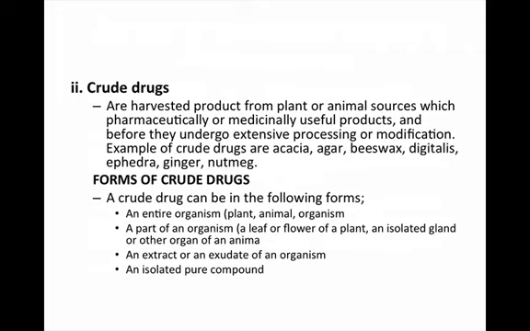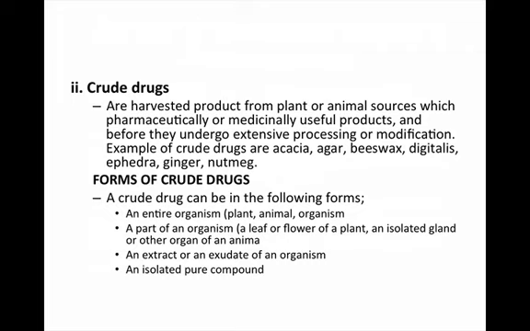Kwa hiyo zinakuwa ni dawa ambazo bado ziko kwenye uasilia wake, mfano inaweza kuwa majani ya mti yamechumwa afu tu yakakaushwa then yakatumika kama dawa. Kwa before they undergo extensive modification ndo zinakuwa zinaitwa crude drug. Ambapo examples of crude drug include acacia, agar, beeswax, digitalis, ephedra, ginger pamoja na nutmeg. These are a few examples of the crude drugs, but there are so many crude drugs.